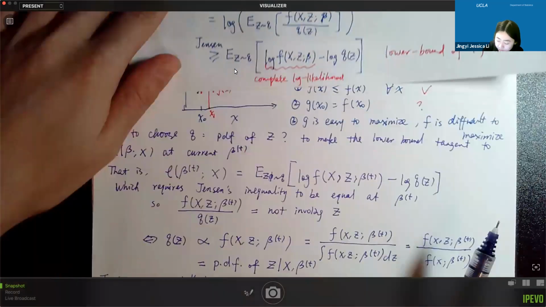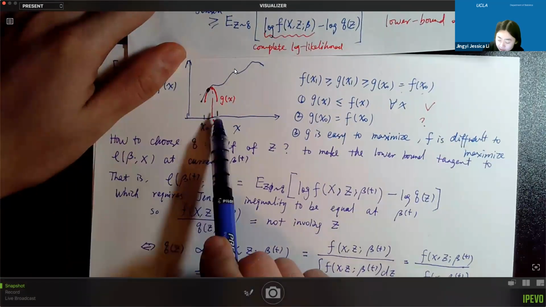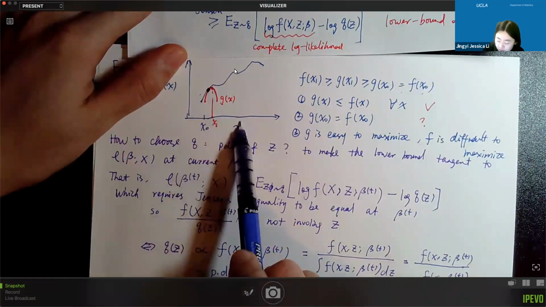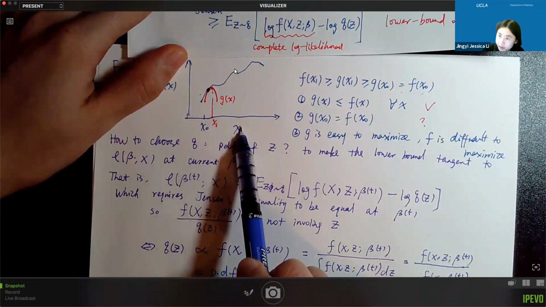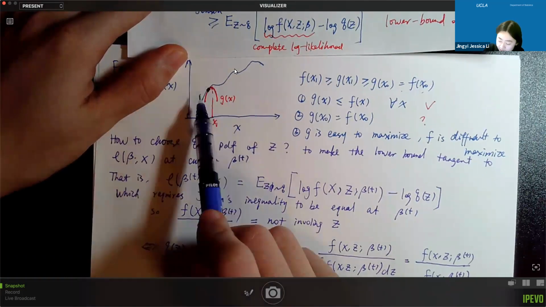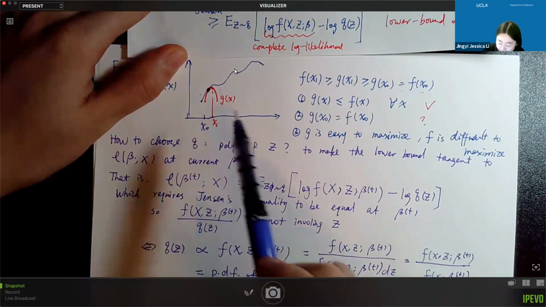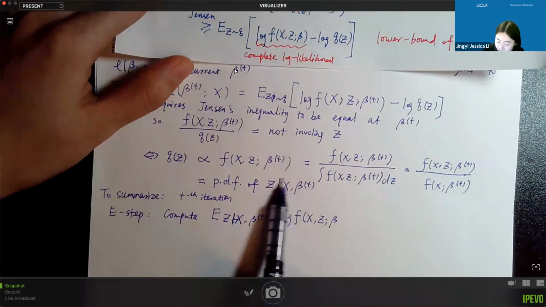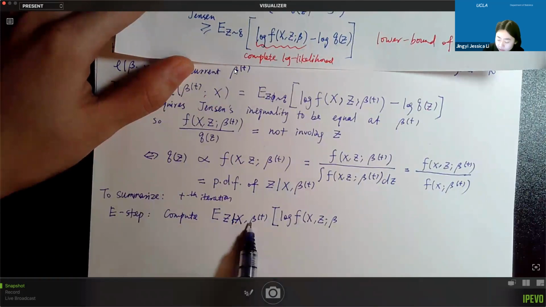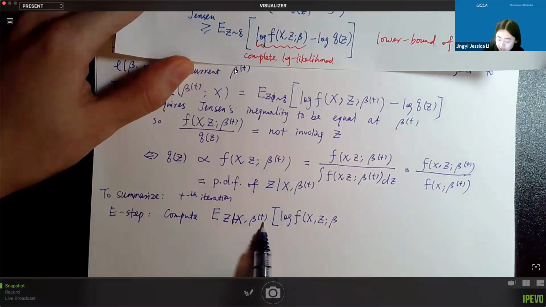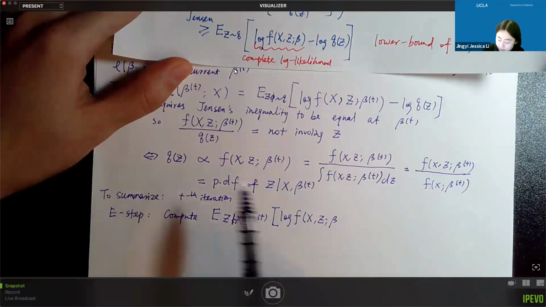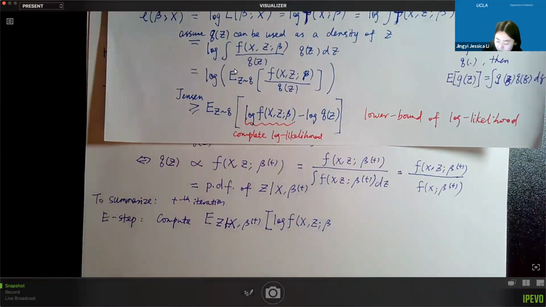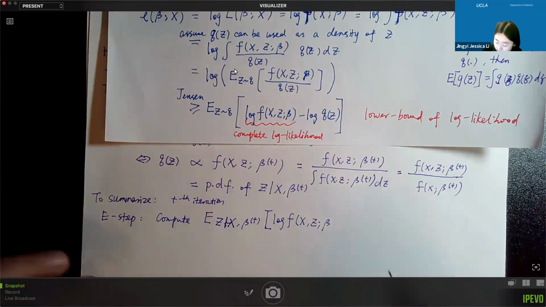Just as here, given you have the G function, the G function has argument X that can vary, but you just need to make sure that G and F are tangent at X0. So this Q function in this form is for the tangency. That's why for the tangency, we need beta t here for the Q. But inside, the beta is still an argument that can change, just like in our log likelihood.